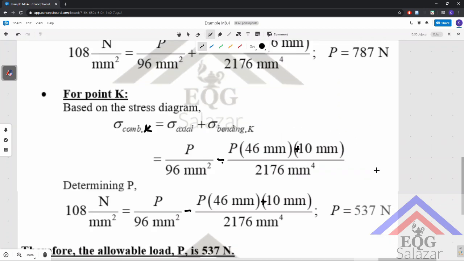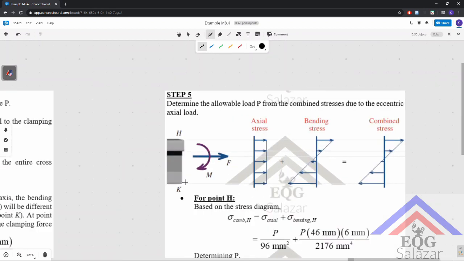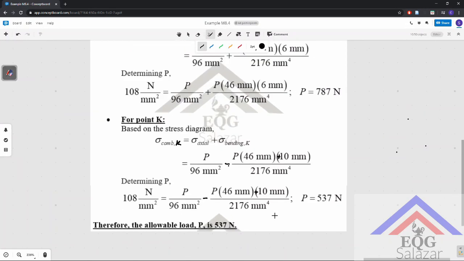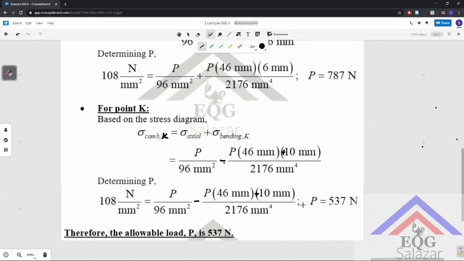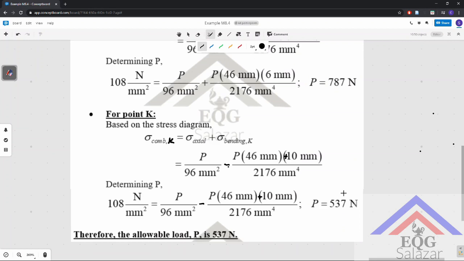Now the allowable load is 537 because it is the smallest load. If you load 787, your point K will fail. The stress at point K will be too great so as to cause failure. Point K can only accommodate a P up to 537 newtons, and therefore when designing, we will always be mindful of the minimum value so that we can design it to be safe. So therefore we have determined the allowable load P, which is 537 newtons.